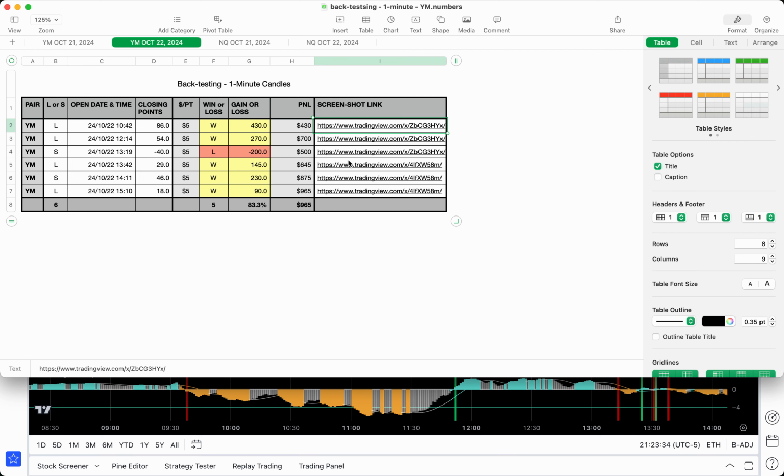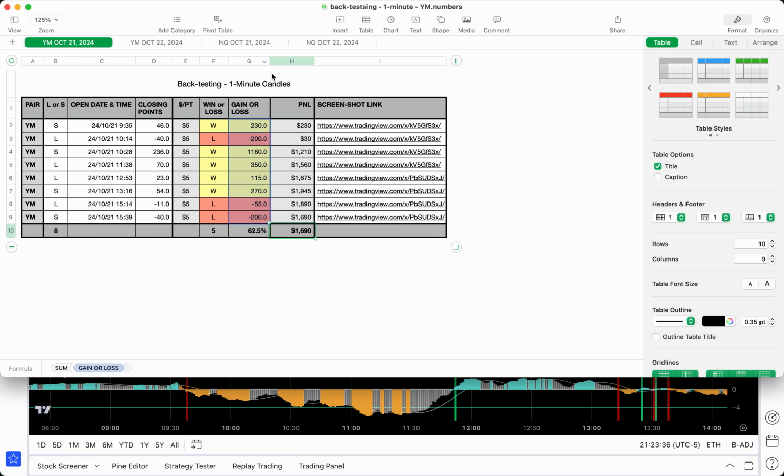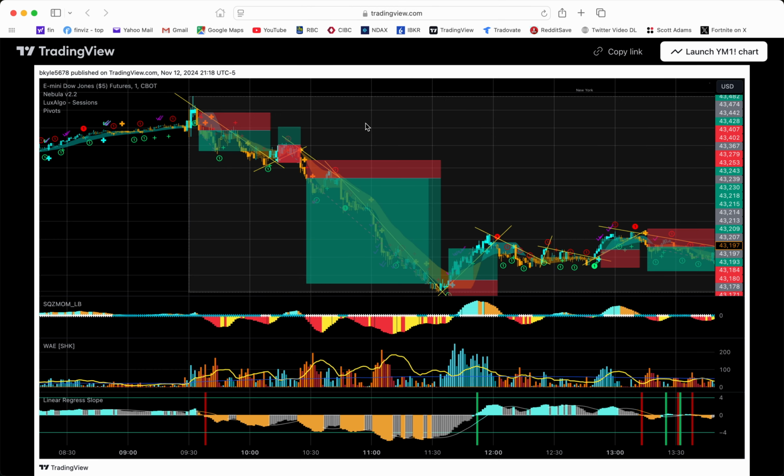And I forgot to mention, what are these links here? I like to take a screenshot of the trade so I can remind myself what the trade was. So you click that link, TradingView opens up in a browser for you, and it shows you the trades.